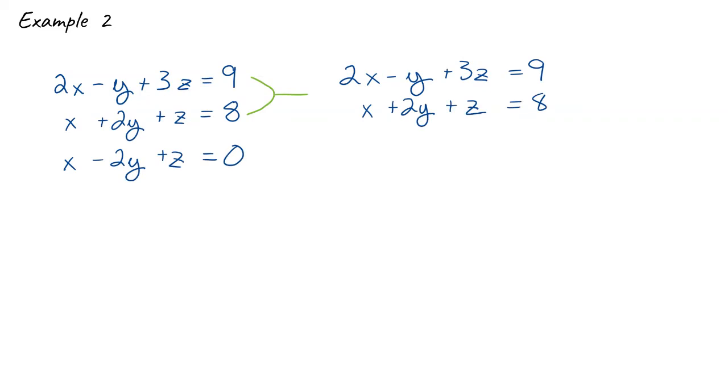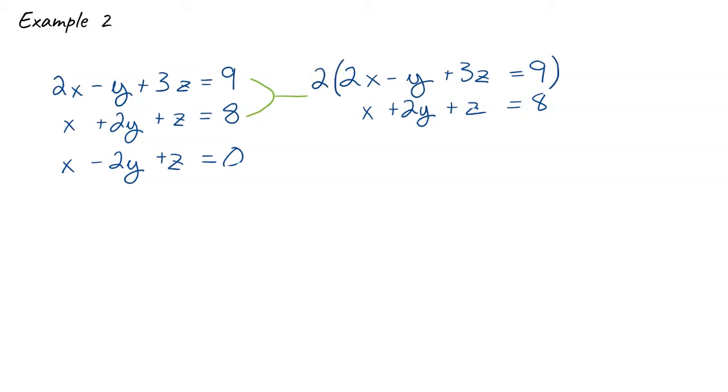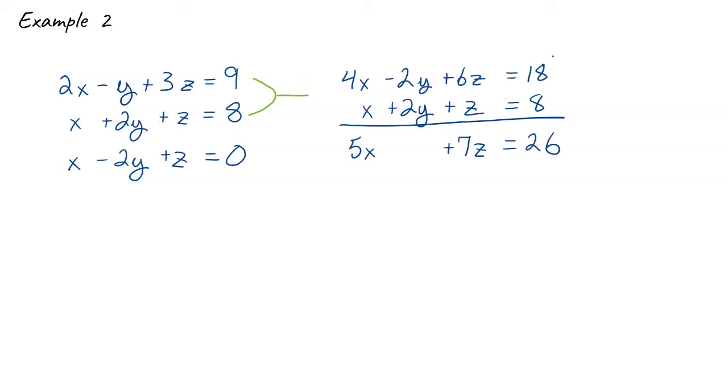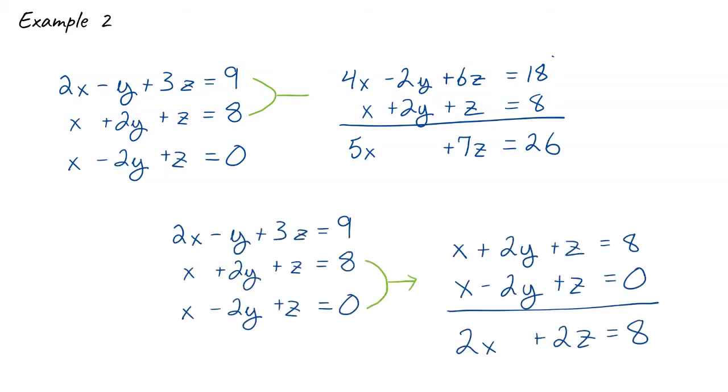In example 2, we have a system of three equations, and we're going to take the first two and compare them. So we have a negative y and a positive 2y. Since those are not already opposites, we're going to multiply the first equation by 2. That's going to allow us to eliminate the y term and give us 5x plus 7z equals 26 for our first equation. And then we're going to take two other equations from the system. Since they already have a positive 2y and a negative 2y, we can eliminate those and get 2x plus 2z equals 8.